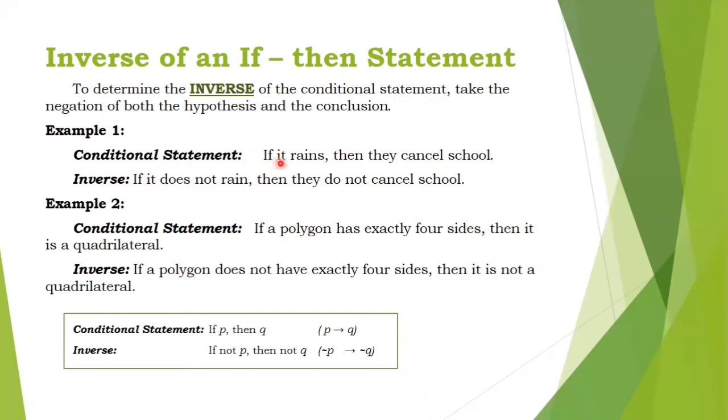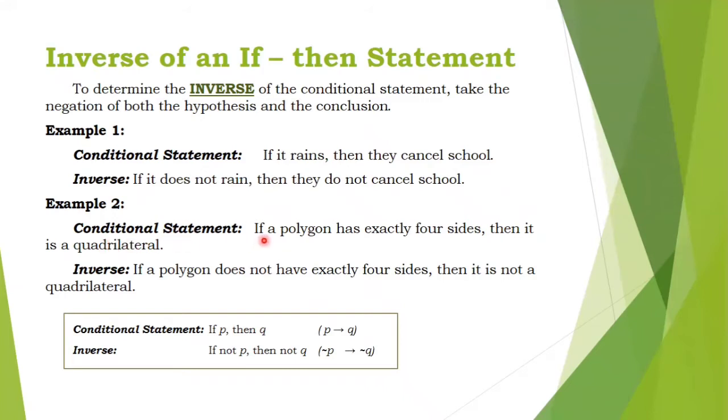So, gagawin mo lang yung kabaliktaran. Kung umulan, nag-cancel ng school. The inverse will be, kung hindi umulan, edi hindi nila ika-cancel ng school. Diba? If it rains, then they cancel school. That's the conditional statement. So, the inverse of that will be, if it does not rain, then they do not cancel school. So, example 2.